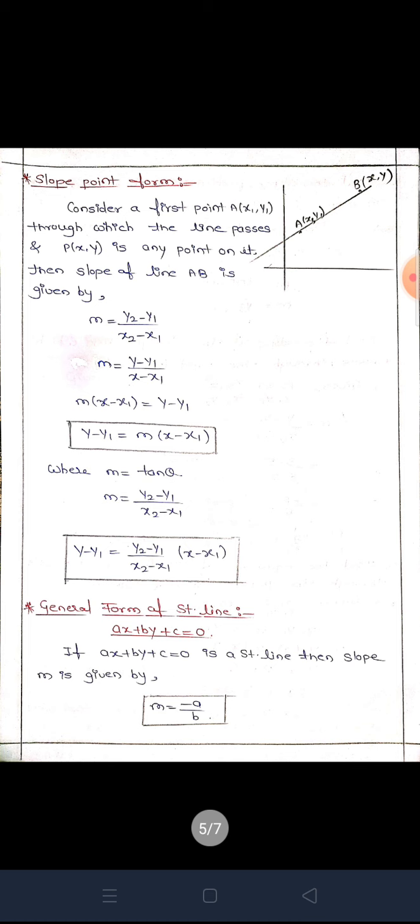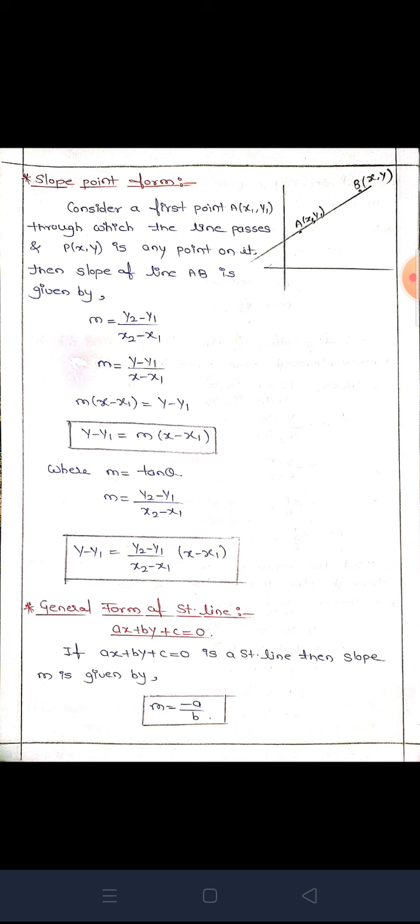You have the slope point form. Again, it is clear: you have a graph with the x-axis and y-axis. On this you have one line containing 2 points. Point A is (x1, y1) and point B is (x, y) as given in the diagram. Now consider the first point A, that is (x1, y1), through which the line passes, and point P (x, y) is a point on it.